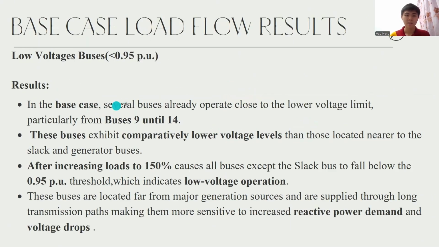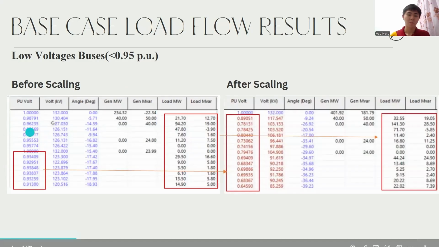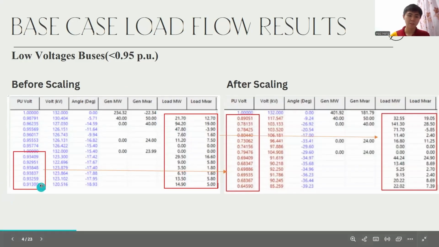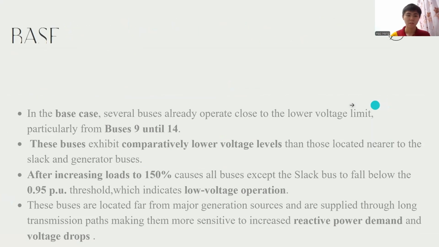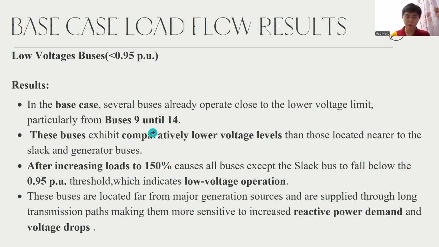In the base case, several buses already operate close to the lower voltage limit, particularly from bus 9 until 14. We can see from here, bus 9 until bus 14 is less than 0.95 per unit. These buses exhibit comparatively lower voltage levels than those located nearer to the slack and generator bus. After increasing loads to 150%, all buses except the slack bus fall below the 0.95 per unit threshold, which indicates low voltage operations.